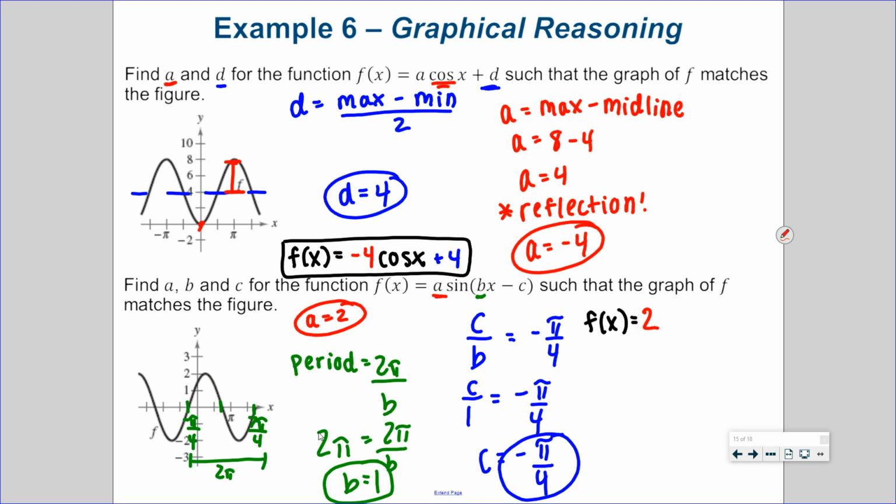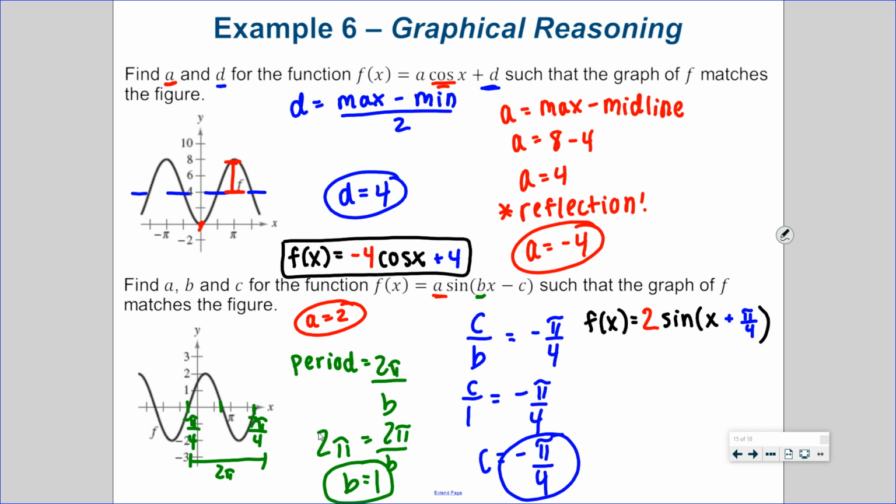Amplitude is 2. B is just 1, so it's a sine of x. Minus negative pi over 4 will be plus pi over 4. So again, connecting with the horizontal transformations, this would just be a shift to the left pi over 4 units, and there's nothing stretching or shrinking my period.